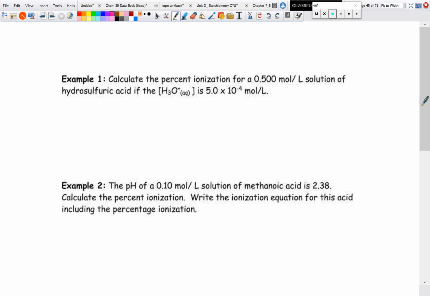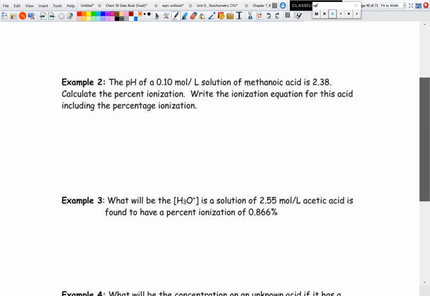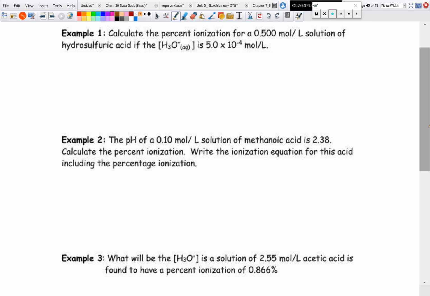Now we are going to work with a little bit of this equation, first off, with a few examples on how to calculate percent ionization. In these, the concentration of hydronium and the concentration of the acid are given, so it's more or less just plugging stuff into the equation, right? So when we look at example 1, it says calculate the percent ionization of a 0.5 moles per liter solution of hydrosulfuric acid. Remember, that is H2S. That is a weak acid. If the concentration of hydronium is 5.0 times 10 to the power of -4.